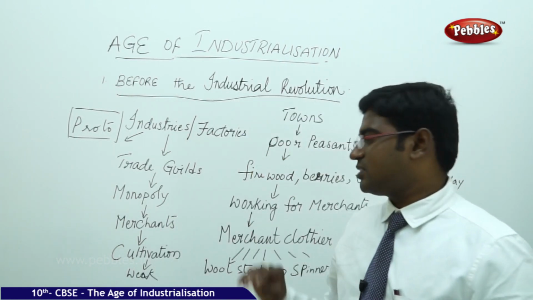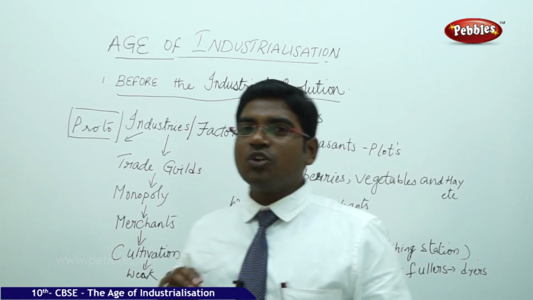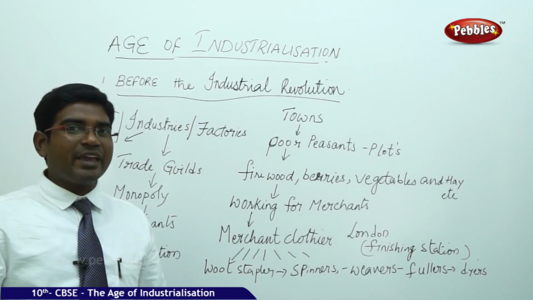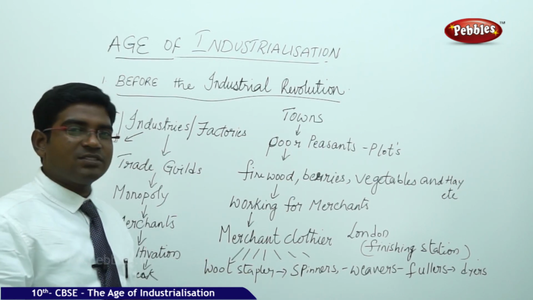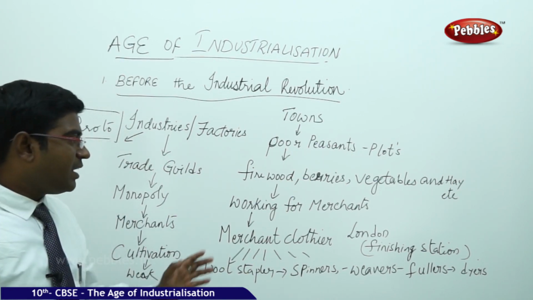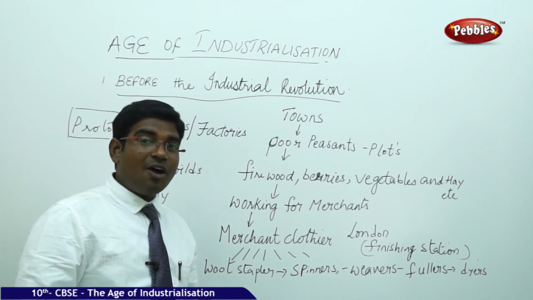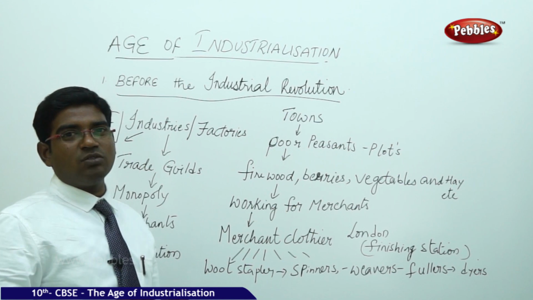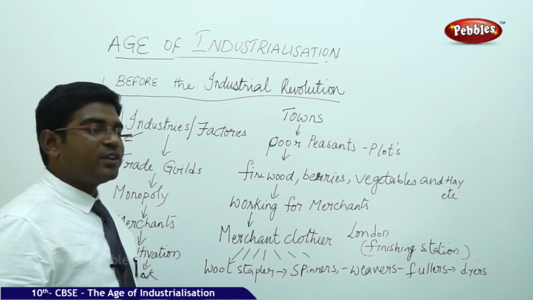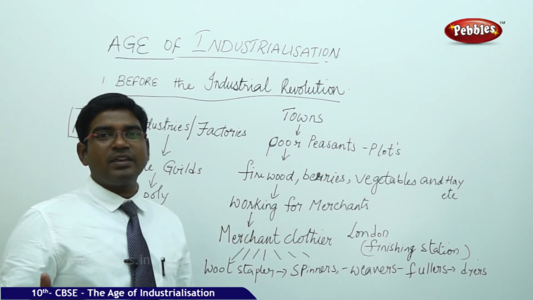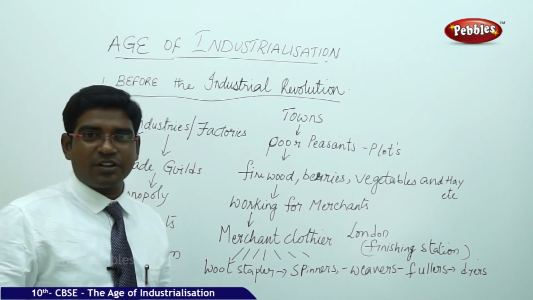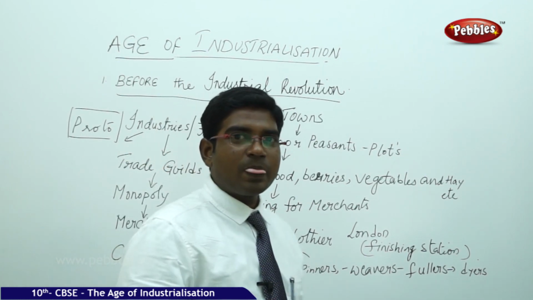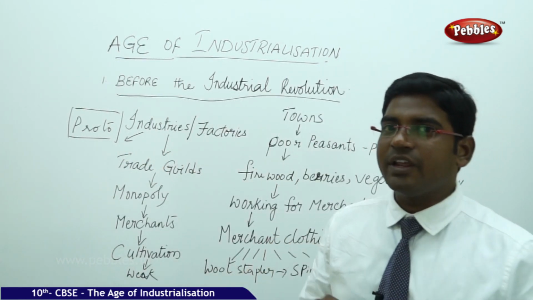Across all these stages, every merchant clothier used to have 50 to 100 workers working under him in different categories, and then he finally gets the work done. After the work is done by the workers at different places in the towns, it was finally taken to London for the final packing and then exported to other countries. London is also known as the finishing station, from where the product goes out of the nation.